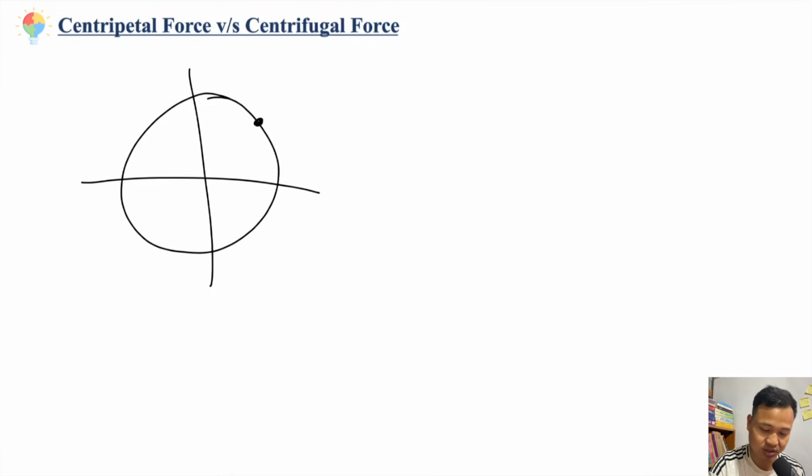Radial, towards the center. Radial is AR. AT is along the tangent. Now velocity is also along the tangent. So suppose AT is 0.